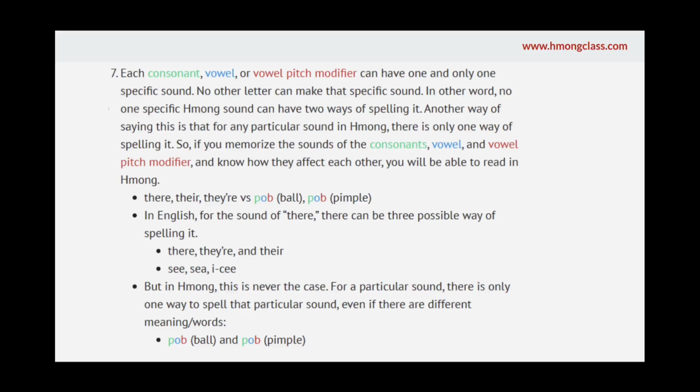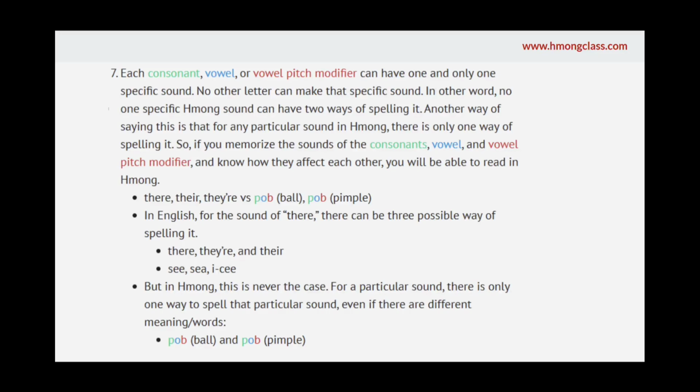Rule number 7, each consonant, vowel, or vowel pitch modifier can have one and only one specific sound. No other letter can make that specific sound. In other words, no one specific Hmong sound can have 2 ways of spelling it. Another way of saying this is that for any particular sound in Hmong, there is only one way of spelling it. So what that means is that if you memorize the sounds of consonants, vowels, and vowel pitch modifiers, and you know how they affect one another, you will essentially be able to sound things out and be able to read in Hmong.